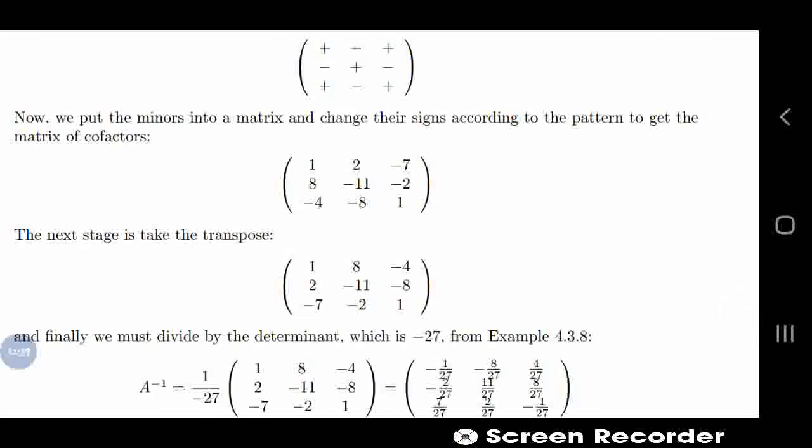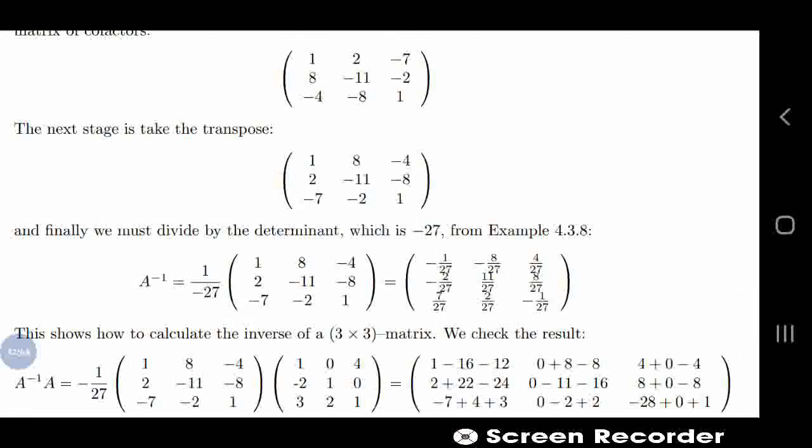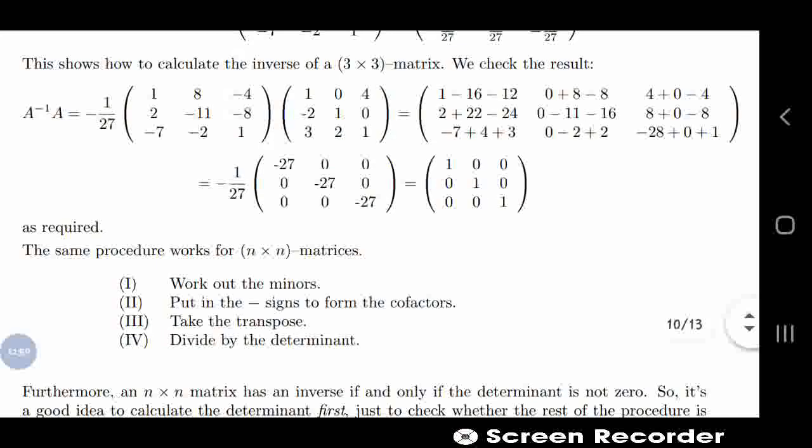Next stage is to take the transpose, or sign you have to put there. Next, finally we have to just divide by the determinant, which is minus 27 for example. The same procedure also we follow in the next question, and the answer here we get 1 comma 0 comma 0, 0 comma 1 comma 0, 0 comma 0 comma 1.